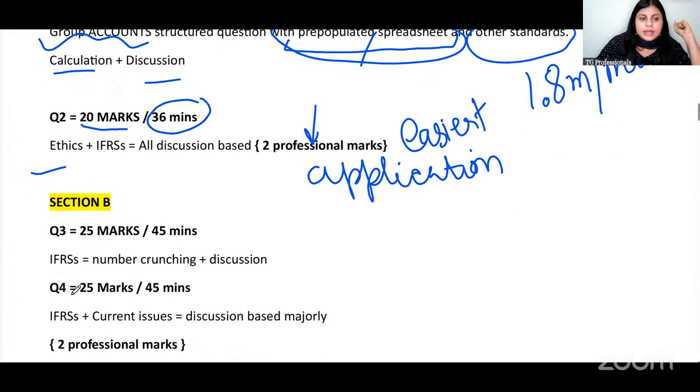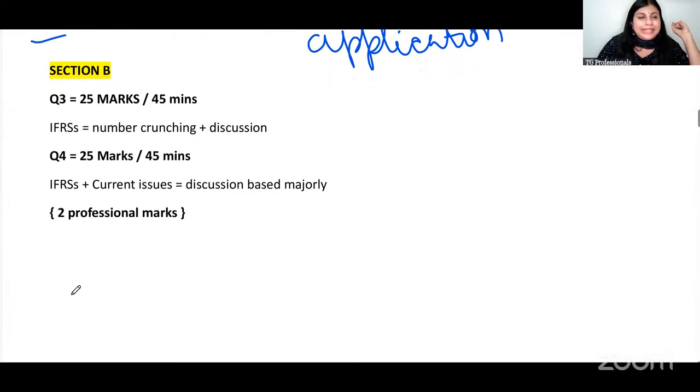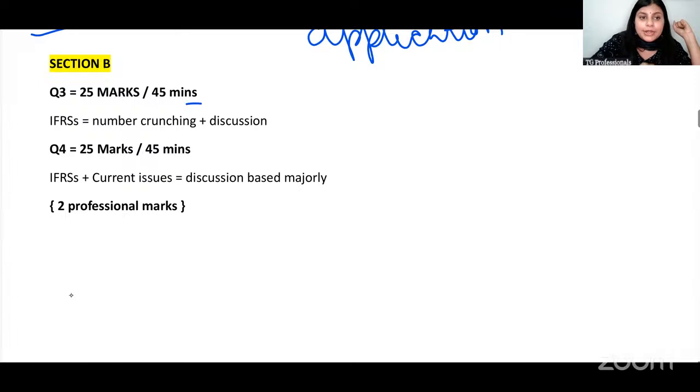Section B. Question number 3 relates to 25 marks and I should be giving 45 minutes to it. It's number crunching plus discussion. Question 1 was also a mix of number crunching and discussion. Question number 2 was only discussion. Question number 3 is again a mixture. And this is for 45 minutes. Can I predict what will be tested in question number 3? No. Question number 3 is highly unpredictable and mostly this is everyone's pain in the exam. Pain point. Question number 3 is the most difficult question in the paper, usually.